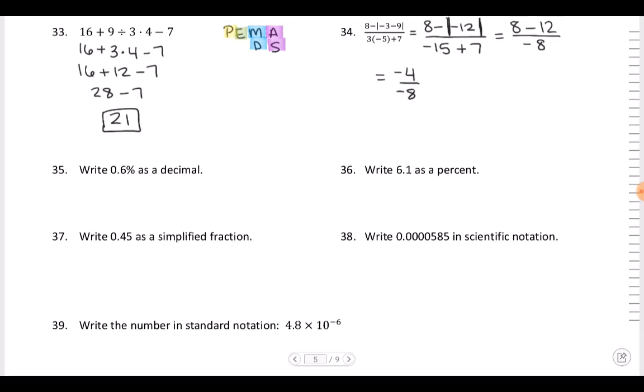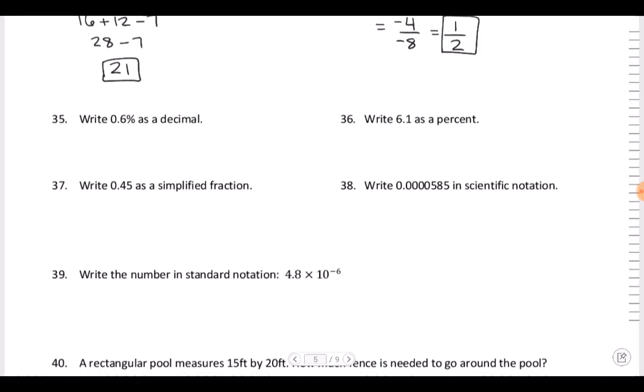Okay, now at the very end, we need to deal with this fraction bar. Now that the top and the bottom are both simplified, now we need to deal with this division. Negative 4 divided by negative 8 simplifies to positive 1 over 2. Or we could say, 1/2, right? 1/2. Okay.